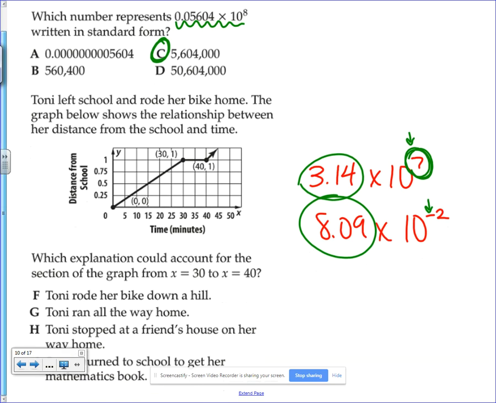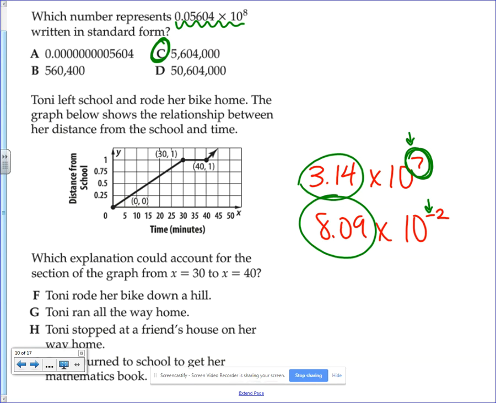Tony left school and rode her bike home. The graph below shows the relationship between her distance from school and the time. So let me ask you this. How far away from school did Tony start? 0, because she's at school. So she's 0 miles away from school. That should make sense, correct?